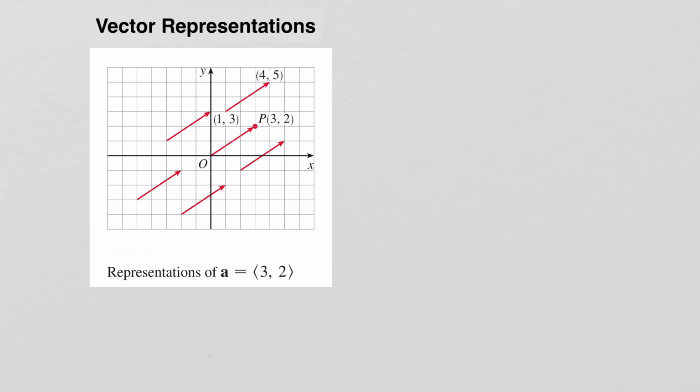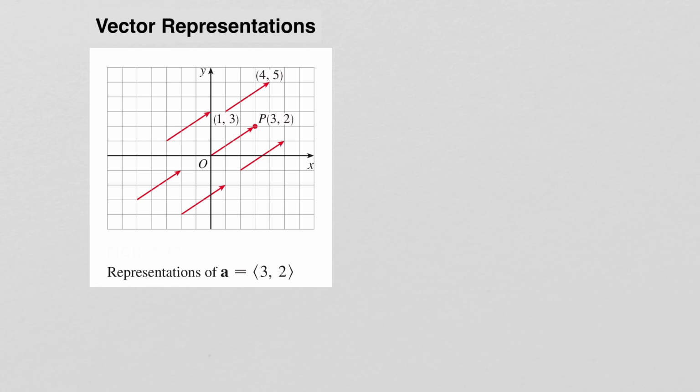Next, let's think about vector representations. So the vector that starts at the point 0, 0 and goes to the point 3, 2 in the two-dimensional coordinate system is the vector that we would call 3, 2. However, all of these other vectors are also the vector 3, 2. Every vector that you see in this picture is the vector 3, 2. Because all these vectors have the same length and they all point in the same direction.